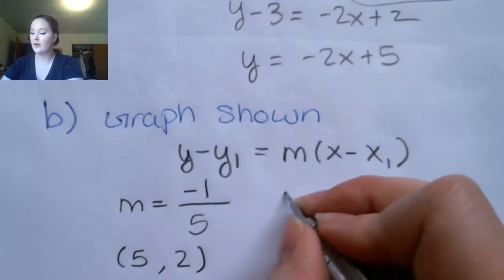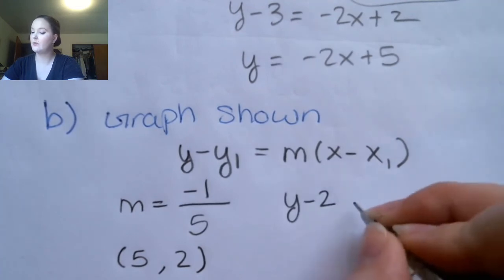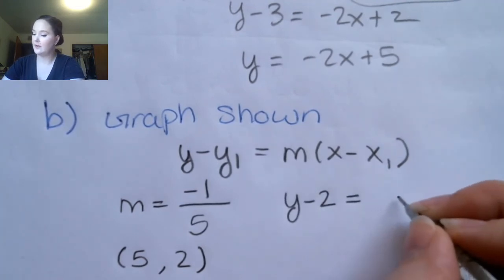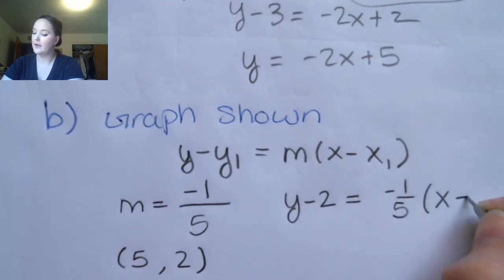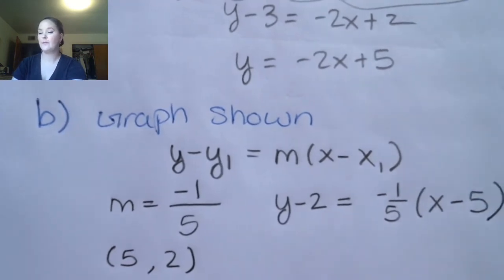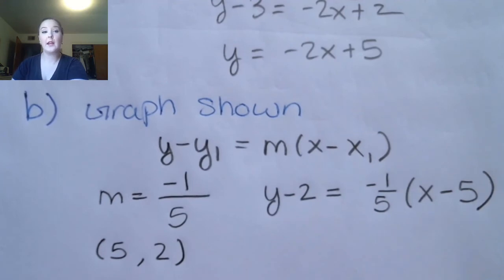Okay, so let's fill in our information. y minus 2 equals the slope, which is -1/5, times x minus 5. Again, it doesn't specify a form for the answer, so I'm going to leave my answer like this.